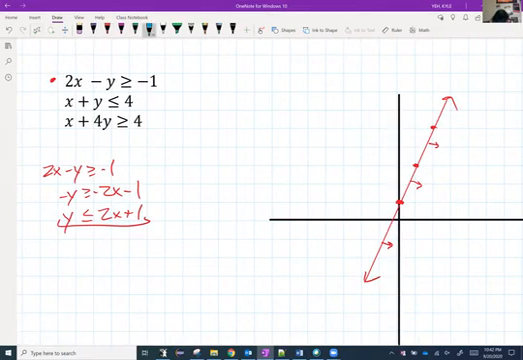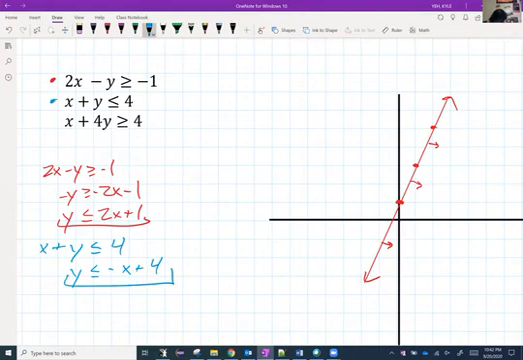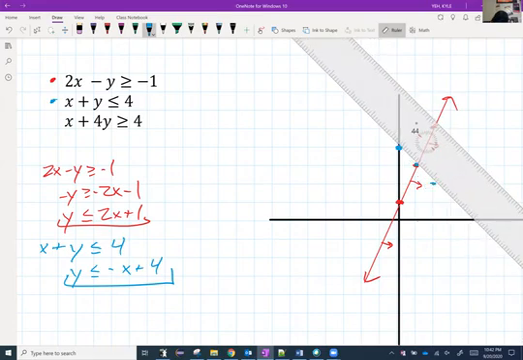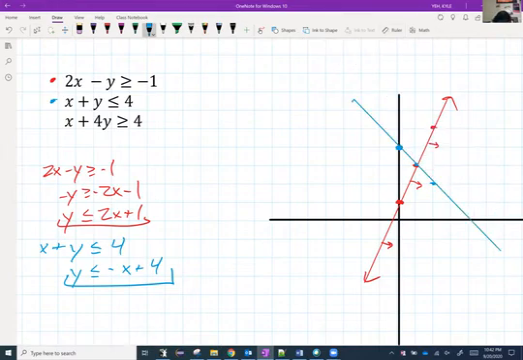So I'll get blue. x plus y is less than or equal to 4. If we put it in slope-intercept form, y is less than or equal to negative x plus 4. So plus 4, 1, 2, 3, 4. Negative x, down 1, over 1. Grab my ruler. Less than or equal to, so solid line. And again, I'm not going to pull out my highlighter just yet. I'm just going to put little arrows and say, okay, when the time comes, I need to shade under this line, less than or equal to.